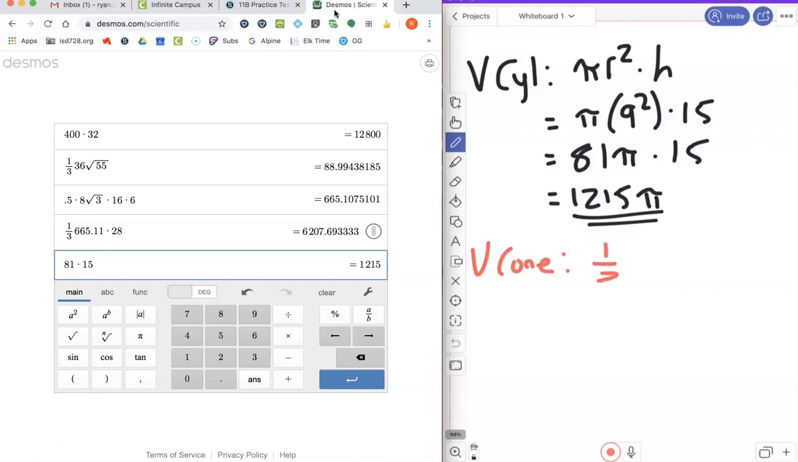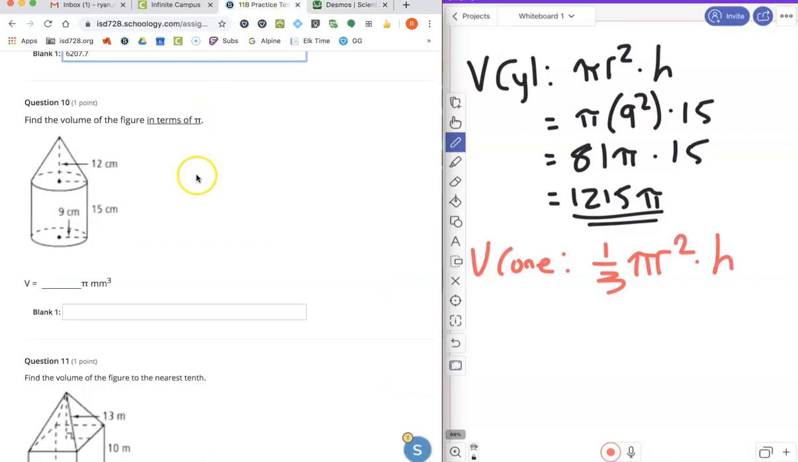This has a formula of 1/3 pi r squared times h. So r should be the same. This r should be the same as this r. So r is going to be 9 again. So we have 1/3 pi times 9 squared. And the height this time is 12. We check it is the inside height, not the slant height. So that's the good version. We want the inside height for this chapter.